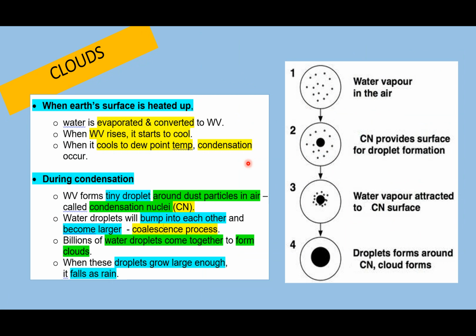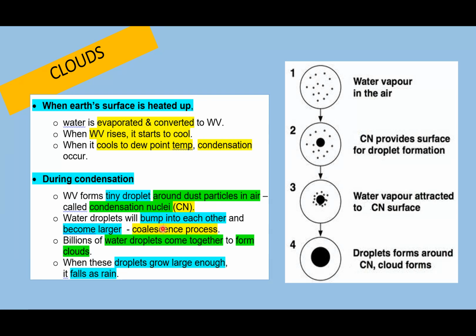Now let's go to clouds. When Earth's surface is heated up, water is evaporated and converted to water vapor. When water vapor rises, it starts to cool. When it cools to dew point temperature, condensation occurs. During condensation, water vapor forms tiny droplets around dust particles in the air. These dust particles, we call them condensation nuclei. The short form is CN.